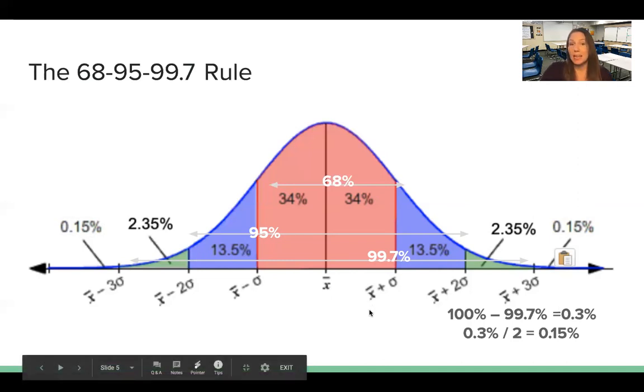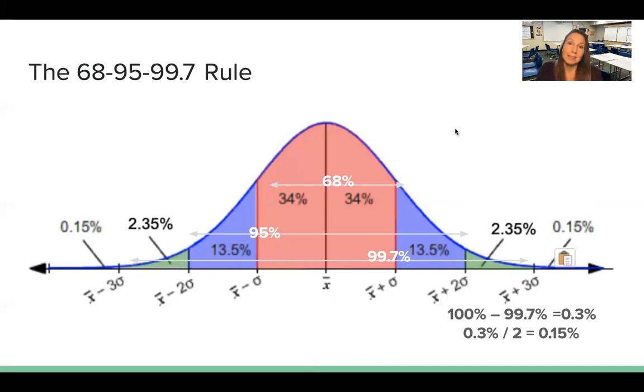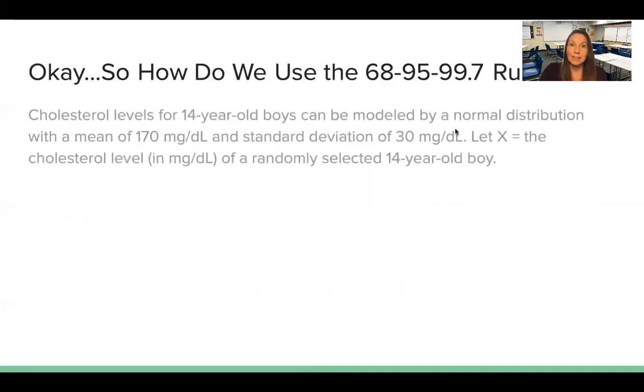So we'll go ahead and look at an example so you can see a little bit more how to use the 68, 95, 99.7 rule. All right, so we're gonna go ahead and look at a data set about the cholesterol levels for 14-year-old boys. And as it happens, this data can be modeled by a normal distribution. The data has a mean of 170 milligrams per deciliter with a standard deviation of 30 milligrams per deciliter. So we're gonna let X be the cholesterol level of any randomly selected 14-year-old boy.